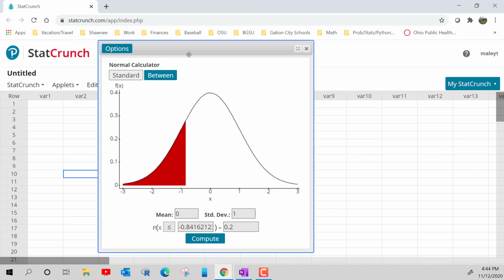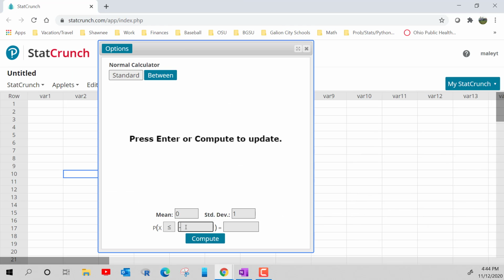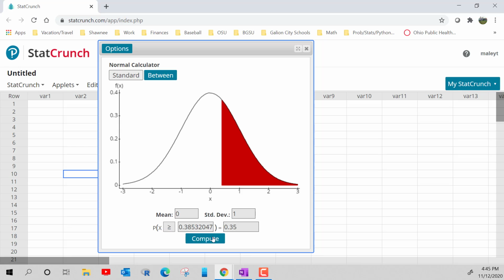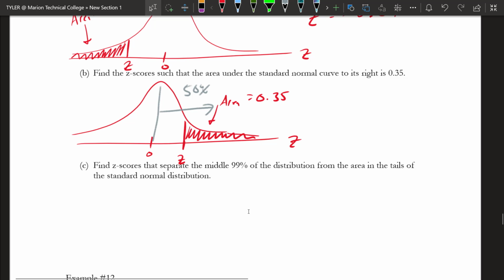So I can do the same thing in StatCrunch. I need to delete what's in this box, and then change this to be greater than or equal to, since I'm finding an area to the right. And I want this area to be 0.35. If I hit compute, I get an answer of 0.39. That's what the z-score would be, roughly to 2 decimal spots. So z is equal to 0.39.